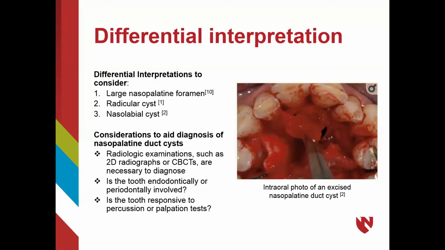Differential diagnoses for the nasopalatine duct cyst should include a large nasopalatine foramen, radicular cyst, and nasolabial cyst. Other considerations to aid in the definitive diagnosis of these lesions should include radiographic examination, such as two-dimensional radiographs or a CBCT. Some other key questions to address are if the lesion is near an endodontic or periodontally involved tooth, or is the tooth responsive to percussion or palpation tests.